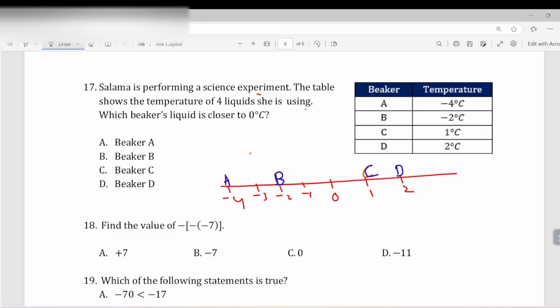Close to 0, distance is 1. Here distance is 2. Close to 0 is C. So the answer is C.